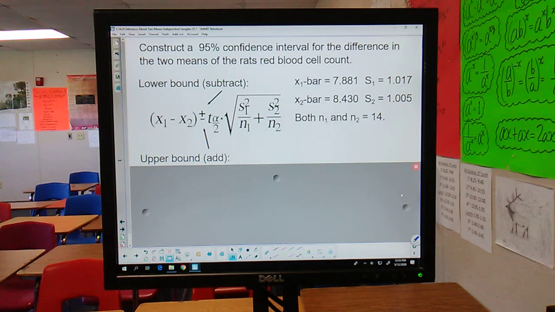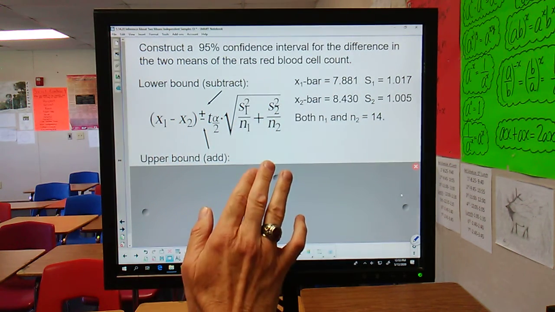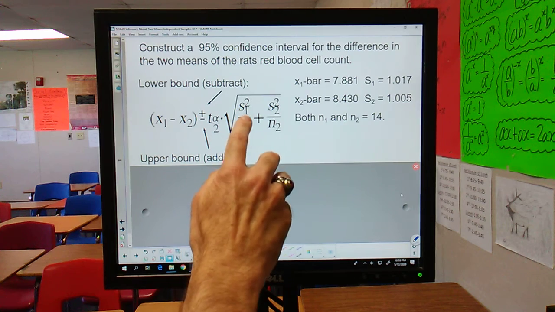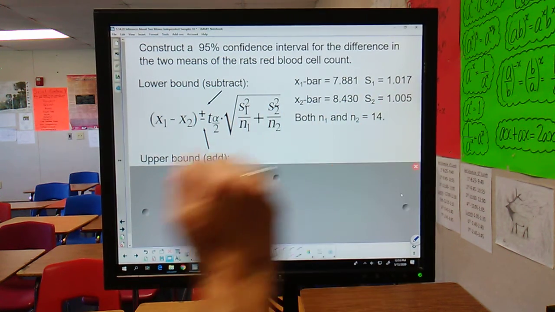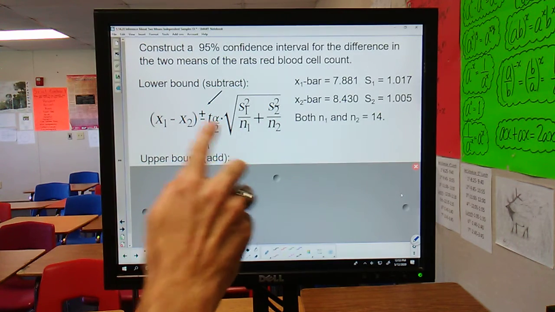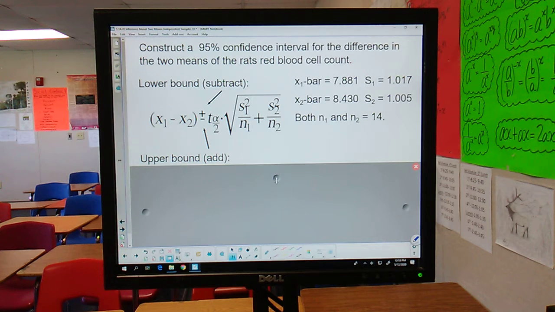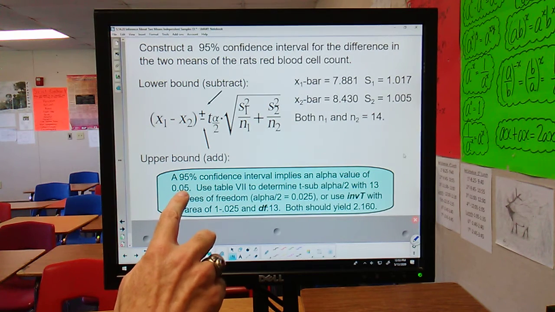Now we're going to construct a 95% confidence interval for the difference in the two means of the rats' red blood cell count. You have all the information here to use this new formula. Remember, that's S1 to the second power, S2 to the second power, under a square root, divided by N1 and N2. The only thing you don't have is T sub alpha over 2. Well, a 95% confidence interval implies an alpha value of 0.05.